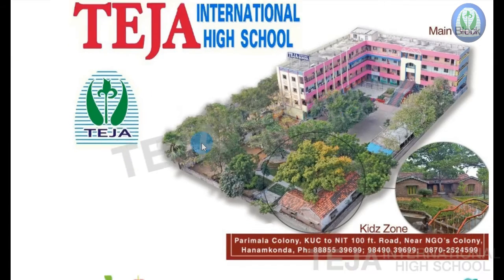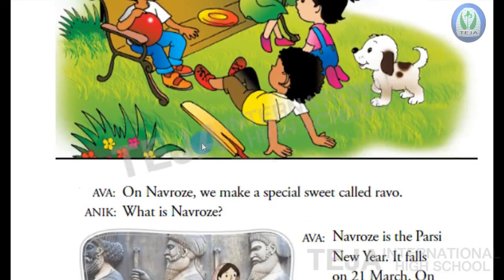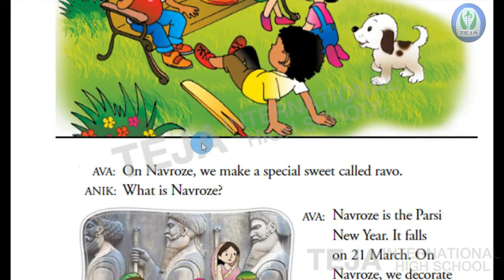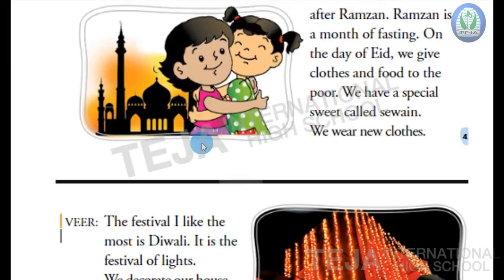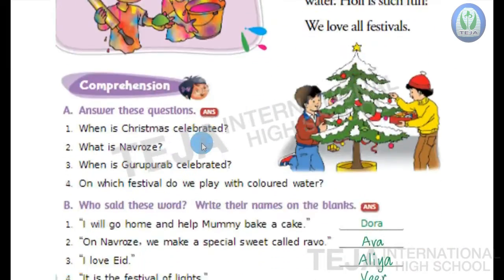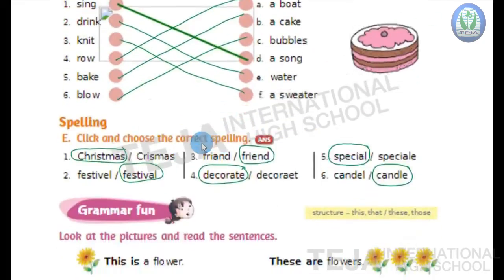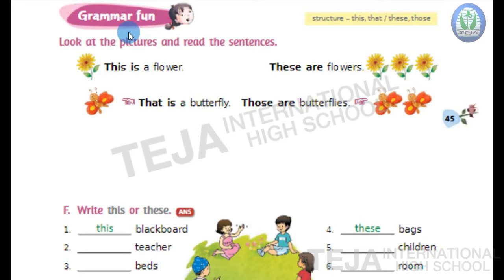Children, in our last session, we discussed comprehension as well as play with words and spellings. In today's session, children, we will discuss grammar fun. In grammar fun, today we are going to learn about the structure of a sentence, that is, using this, that, these, those. When should we use this and that and these and those in a sentence?